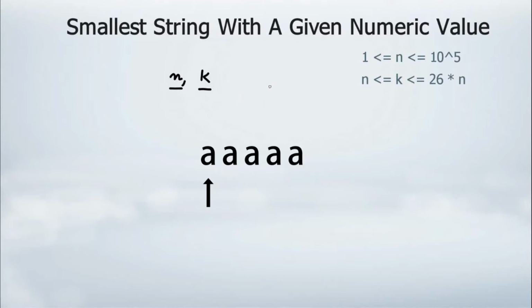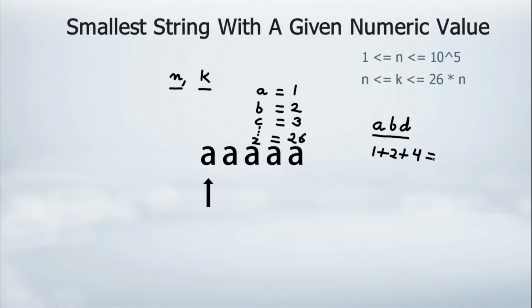value? Well, every character from A to Z has some value. A has a value of 1, B has a value of 2, C has a value of 3, up to Z, which has a value of 26. So if we have a string A, B, D, in that case, the value of this string is 1 plus 2 plus 4, which is equal to 7.